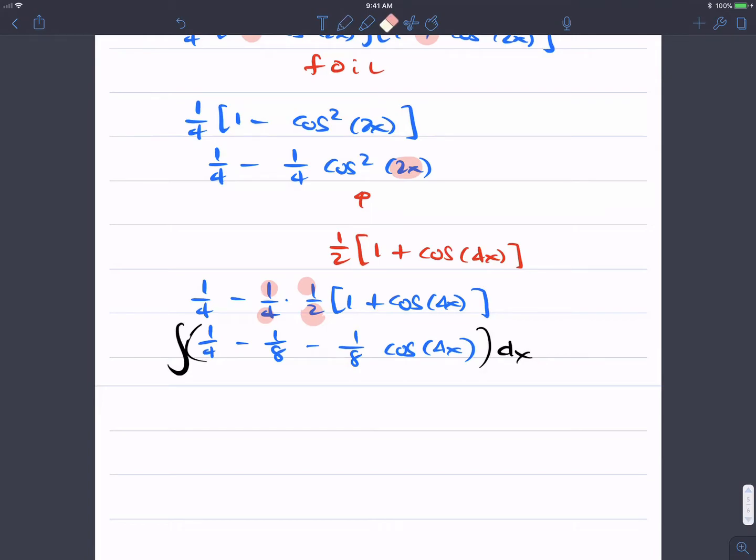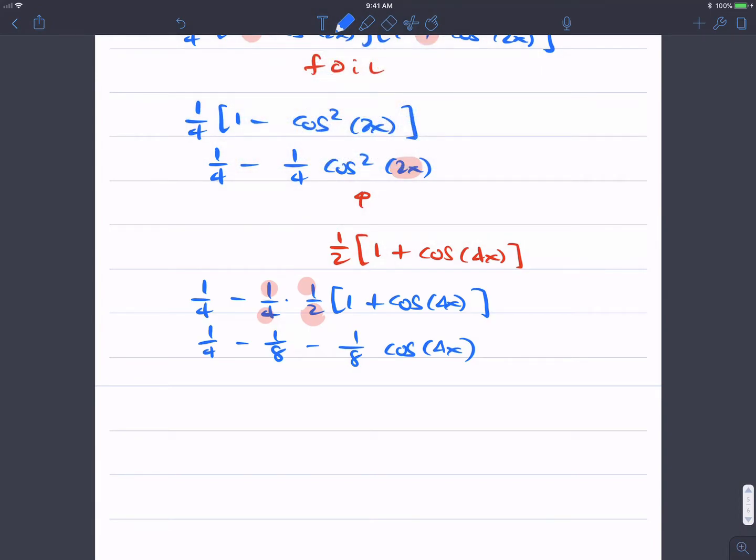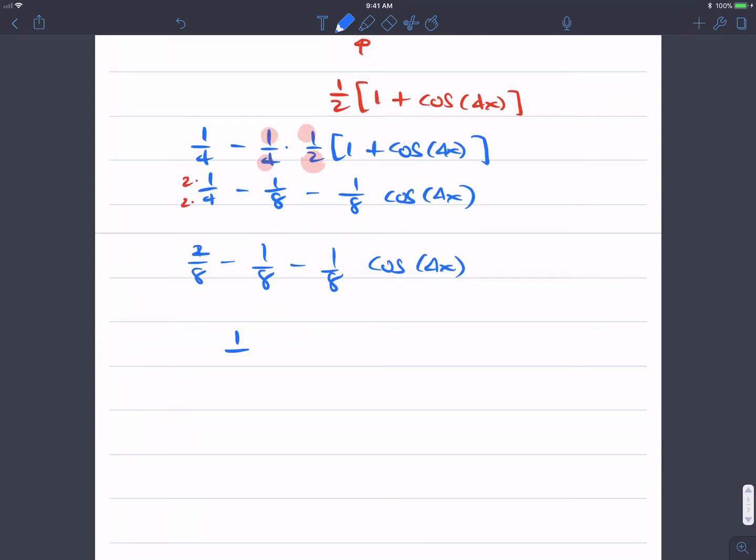Let's go back a bit. Before we integrate, what do you guys notice? We can combine like terms here. So let's do the same as what we did before. This is 2 and this is 2. What that gives me is 2/8 again, minus 1/8, minus 1/8 cosine of that 4x. So simplifying, or actually adding my fractions, 1/4 minus 1/8 cosine 4x.